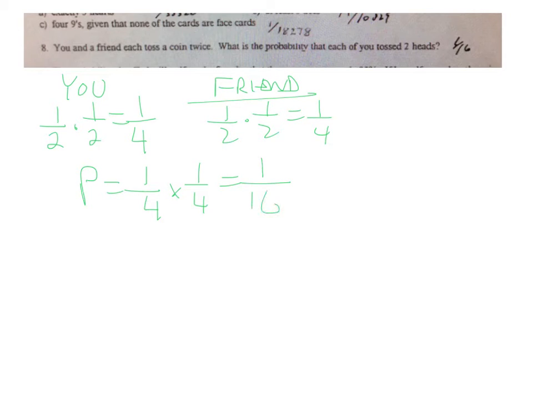Then there's your friend, and he wants to get heads and then heads, which is a 1 in 4. And so the probability that you and your friend are both going to do that is 1/4 times 1/4, because the "and" means times. And so that ends up being a 1 in 16 probability. Okay, that's all there is to that one.